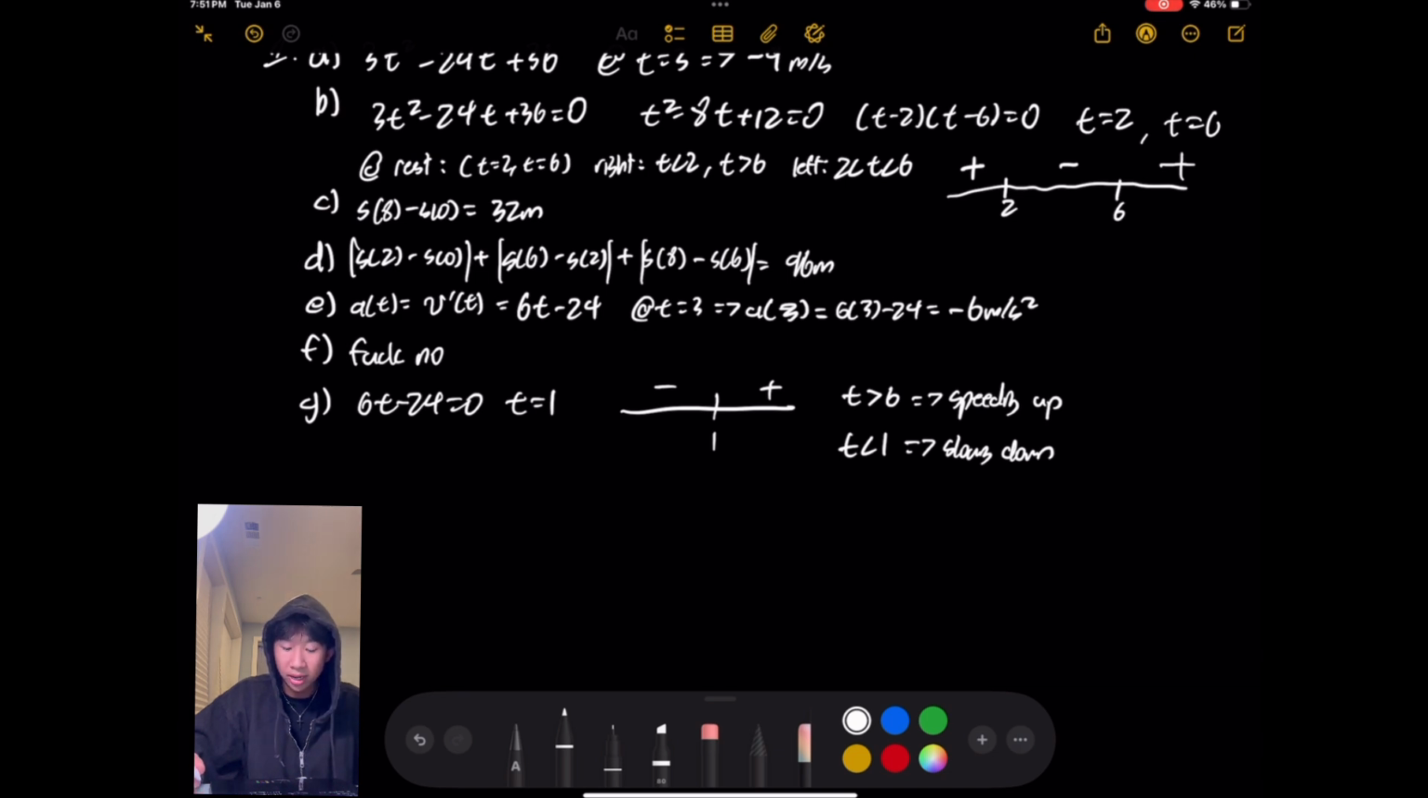Now, because we know velocity is also positive greater than 6, can it be greater than 6 and less than 1 at the same time? Because we want to make sure that velocity is positive and acceleration is negative. No, it cannot be, so we don't have to worry about that.